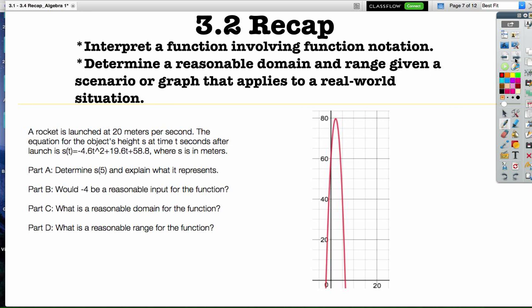And then based on what it is representing, we need to determine what are some reasonable x and y values based on the context of the problem. So the example that we did was that we had the rocket being launched. They gave us the quadratic function that modeled the rocket's launch, told us to determine S of 5 and explain what it meant, and based on the problem, the t is representing that many seconds after the launch, so they're asking us to find the height 5 seconds after the launch, and so we plug that into each piece. Each time I saw a t, I would plug 5 in for that.